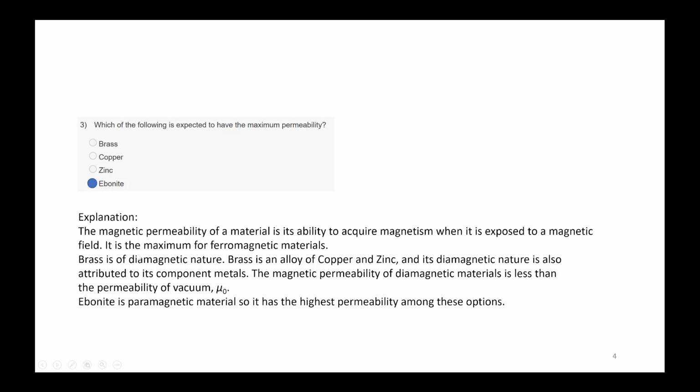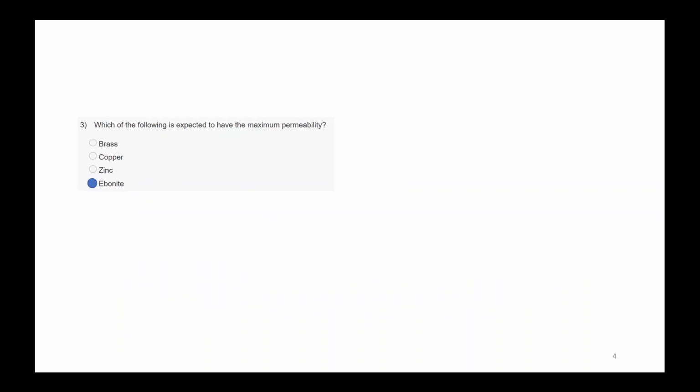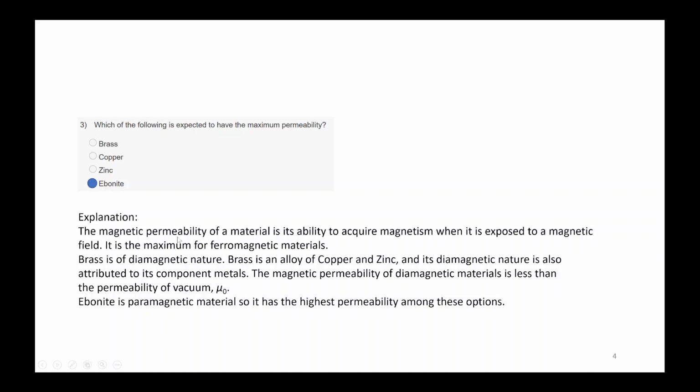Yeah. So brass, copper, zinc, these all are your diamagnetic materials. Their susceptibility is lesser than zero, like we saw here. And permeability wise, the magnetic permeability of a material is its ability to acquire magnetism. So when we apply a magnetic field, they will be aligning themselves in the opposite direction. And compared to that, ebonite is paramagnetic. It has the highest permeability among these options.